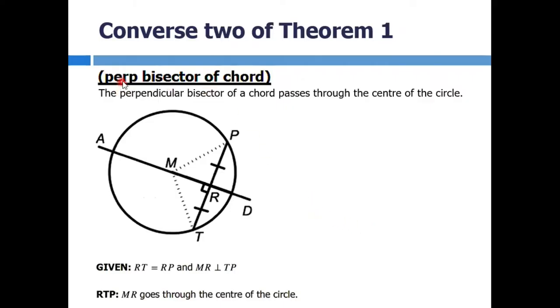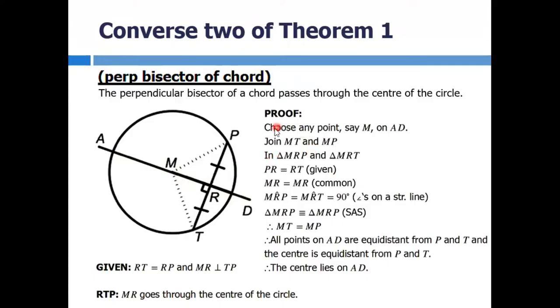And this time you'd say the perpendicular bisector of the chord. So if you've got a chord, so here my chord is PT, and I've got a line that's going through that chord, but it cuts it in half and it is perpendicular. That means that this line does go through the center somewhere. I don't know where on the line the center is going to be, but it does go through the center. And you can see that they've got the proof for this one as well.